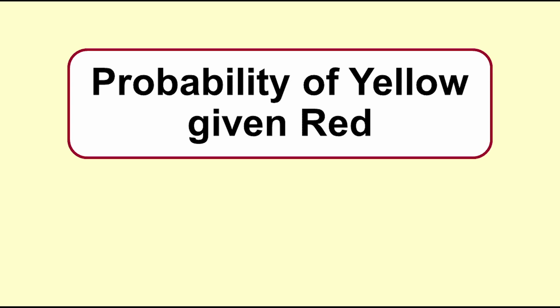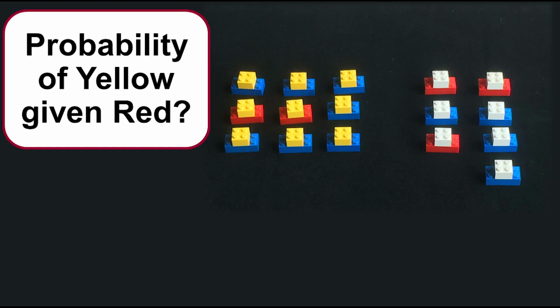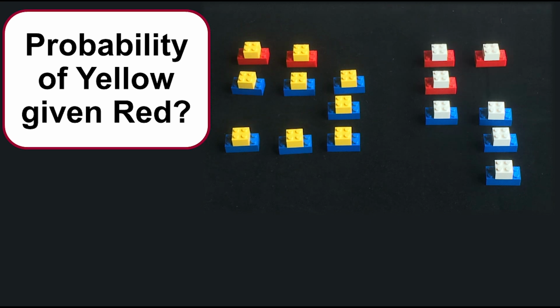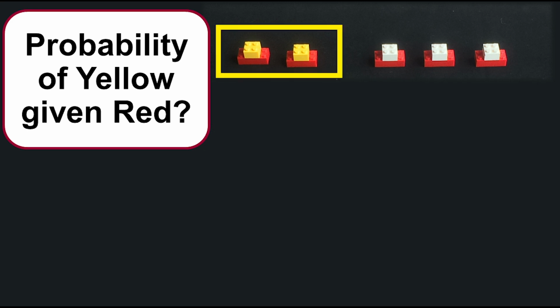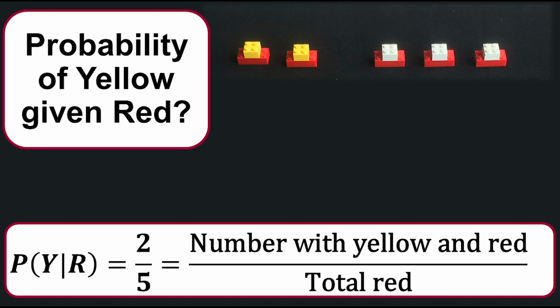Now say I can tell you that the object I drew out has a red brick. What is the probability that it has yellow? There are only 5 objects with red, so we only need to consider them. 2 of the 5 with red have yellow and 3 have white. So we say that the probability of yellow given red is 2 out of 5, or 2/5.